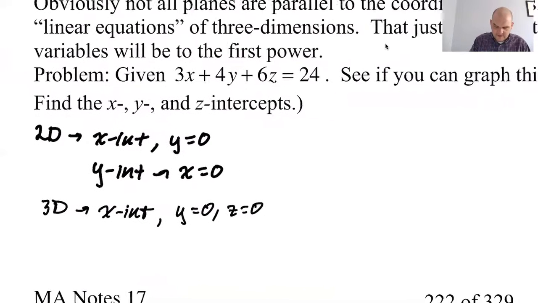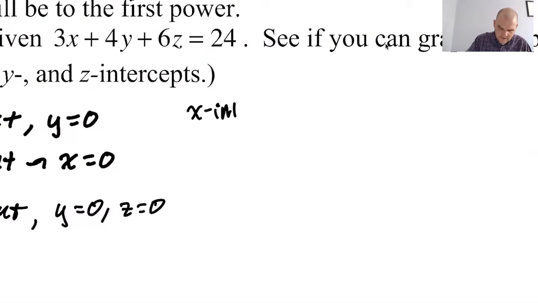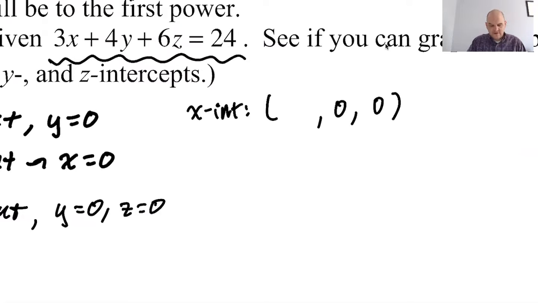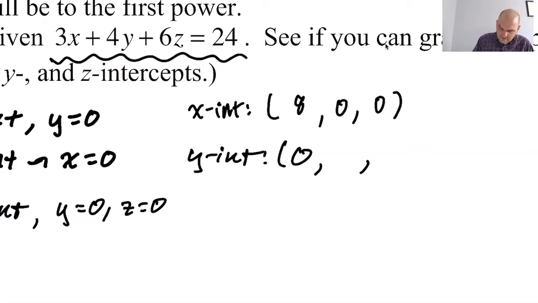So let's see if we can do this. For my x-intercept, I'm going to let y be 0 and z be 0. And remember, this is my equation. So if y is equal to 0 and z is equal to 0, then I just get 3x equals 24, so x is 8. For the y-intercept, everything that's not y should be 0, so 0, something, 0. If x is 0 and z is 0, then I get 4y equals 24, so y is 6.